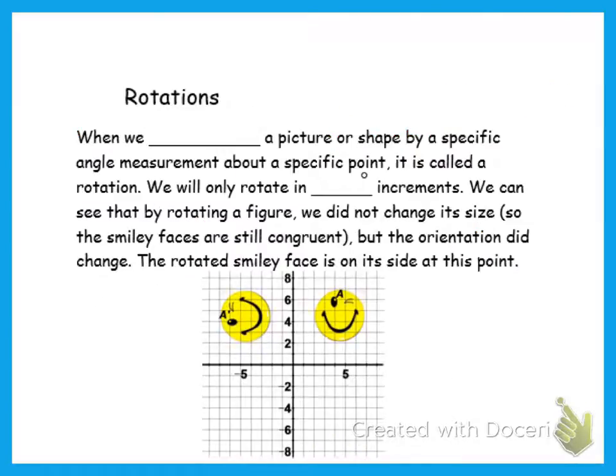Rotations. When we rotate a picture or shape by a specific angle measurement about a specific point, it is called a rotation. We will only rotate in 90-degree increments for right now. We will see that by rotating a figure, we did not change its size, so the smiley faces are still congruent, but the orientation did change. The rotated smiley face is on its side at this point.